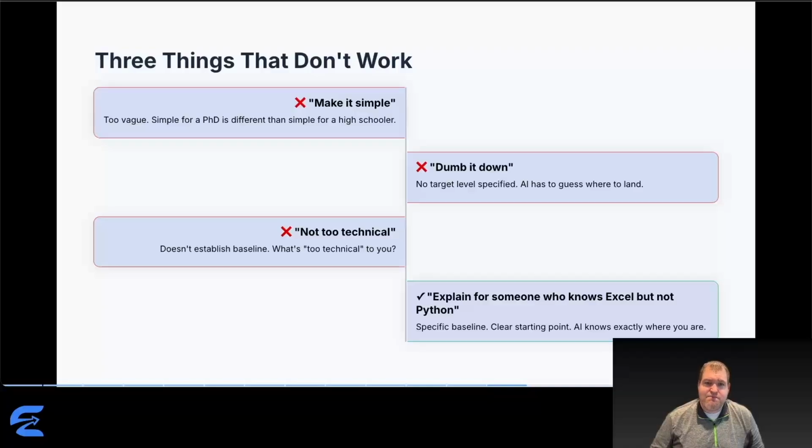What does work? Something like explain for someone who knows Excel but not Python. That's specific. It establishes a clear starting point. AI knows exactly where you are. Comfortable with spreadsheets and formulas? Not familiar with programming. Now that's actionable context.